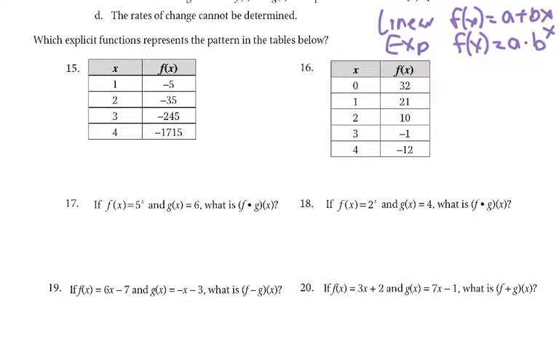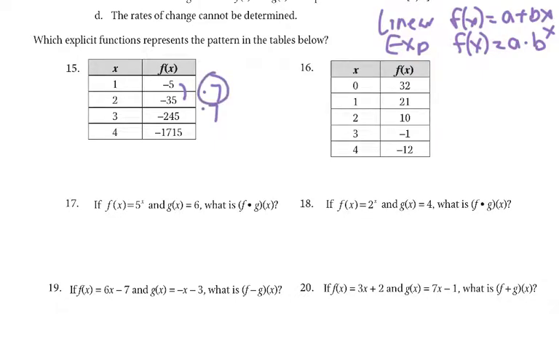So, let's see. How can we get from 5 to 35? Well, we could subtract 30. But if I subtracted 30, would it give me negative 245? No. So how else can we do it? We could times by 7. So negative 5 times 7 is negative 35. Times by 7 again, it's negative 245. So we're timesing by 7.